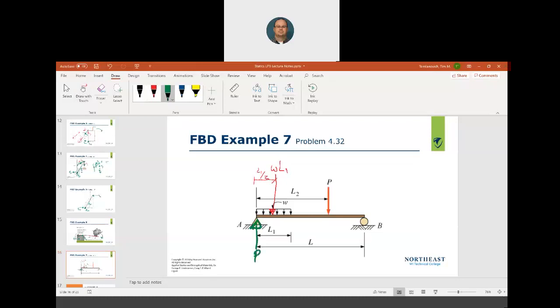Okay? So it is a pin connection, so we have the reaction at point A in the y direction, and the reaction at point A in the x direction. And then this is a roller, so we have the reaction at point B in the y direction. Okay? So if you look at my reactions here, I have 3 equations of equilibrium.